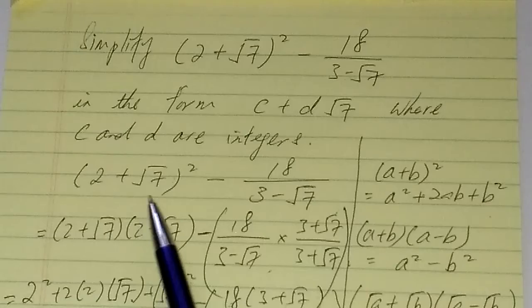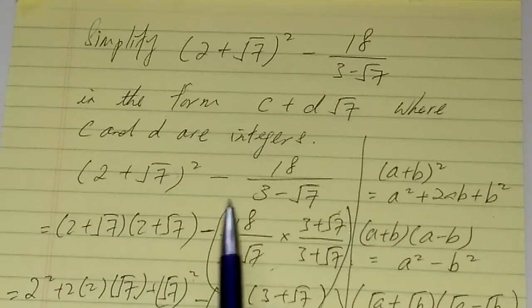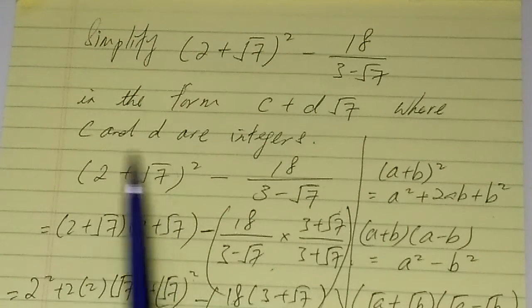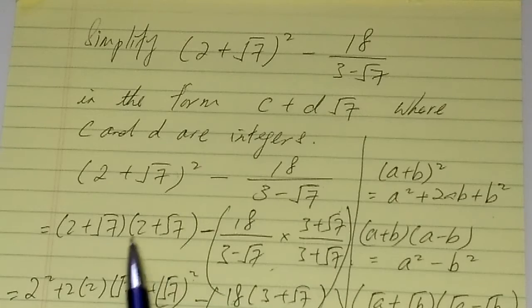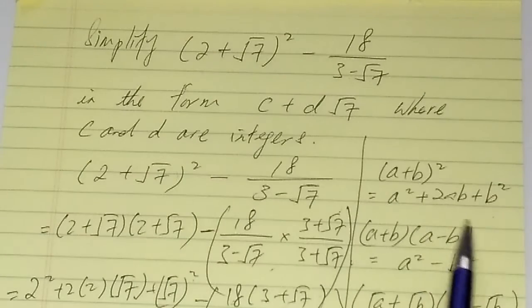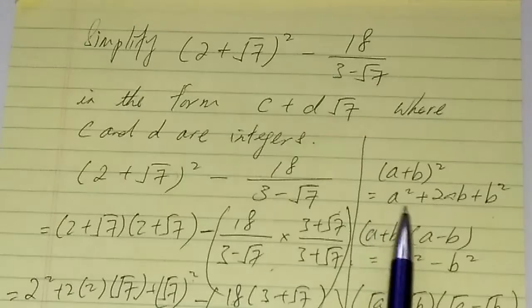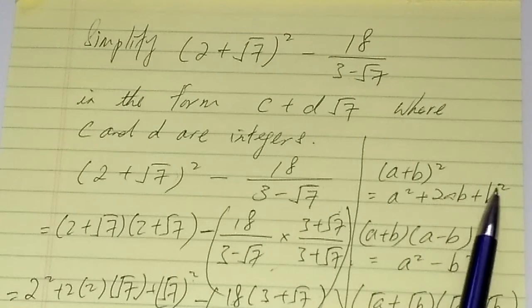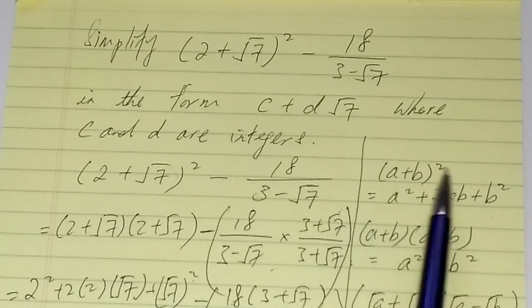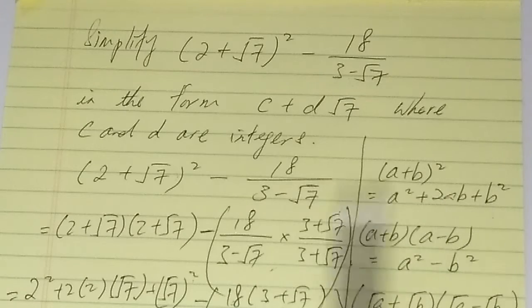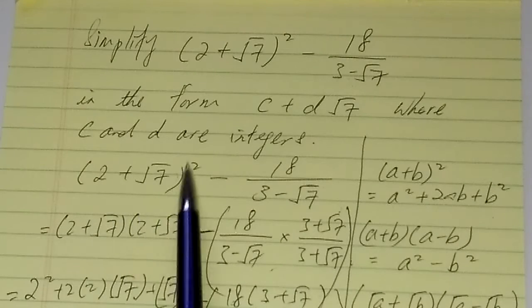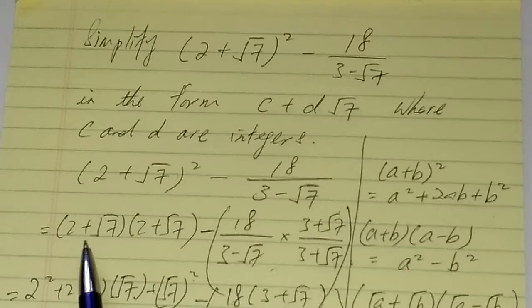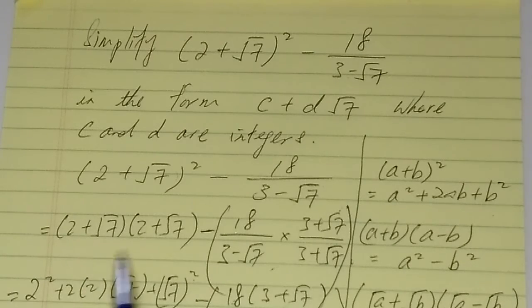For this first part, we just expand it as per normal. You can expand it manually or straight away apply the formula: (a + b)² is a² + 2ab + b². Or you can also expand it manually if you want to.